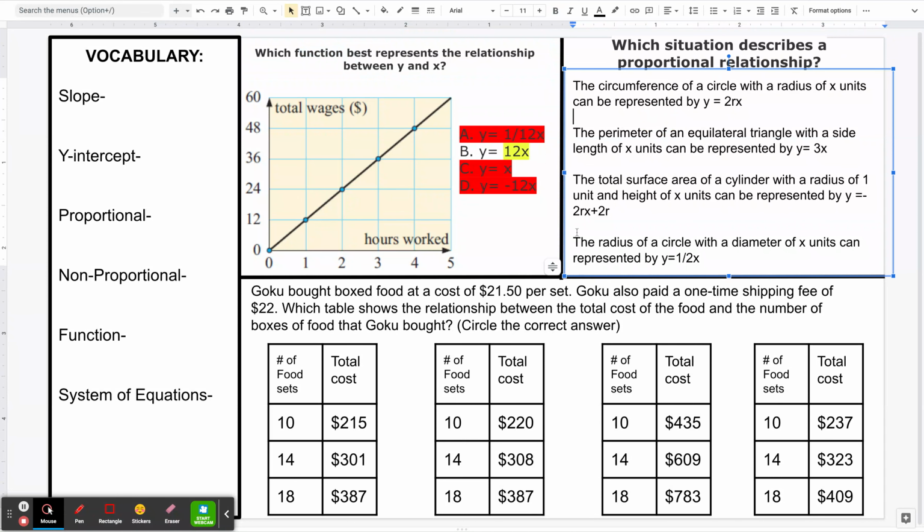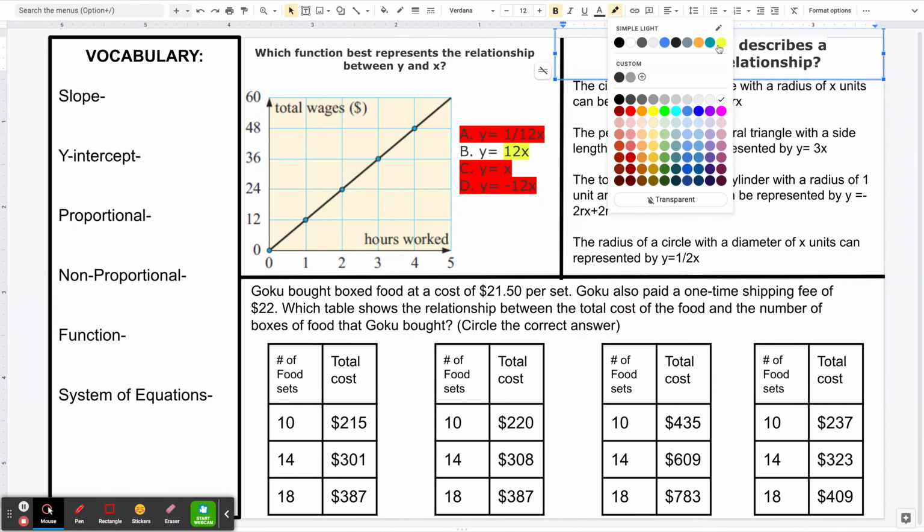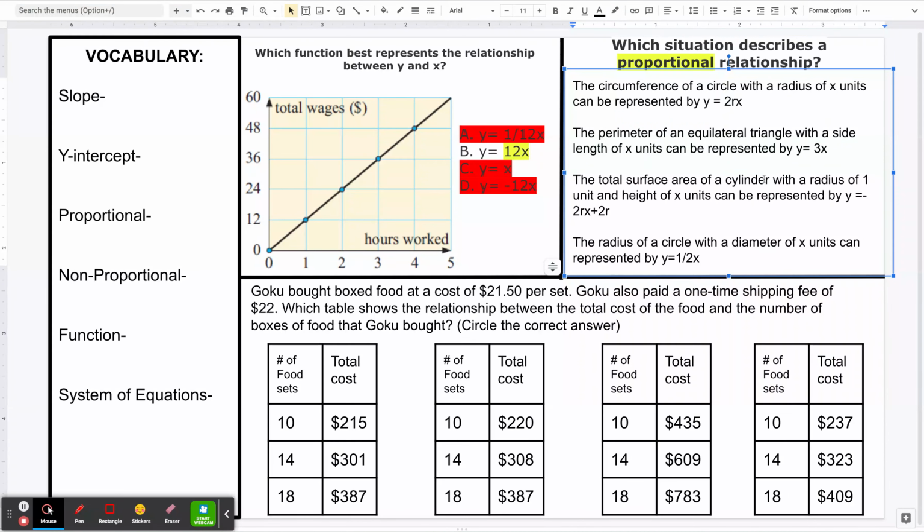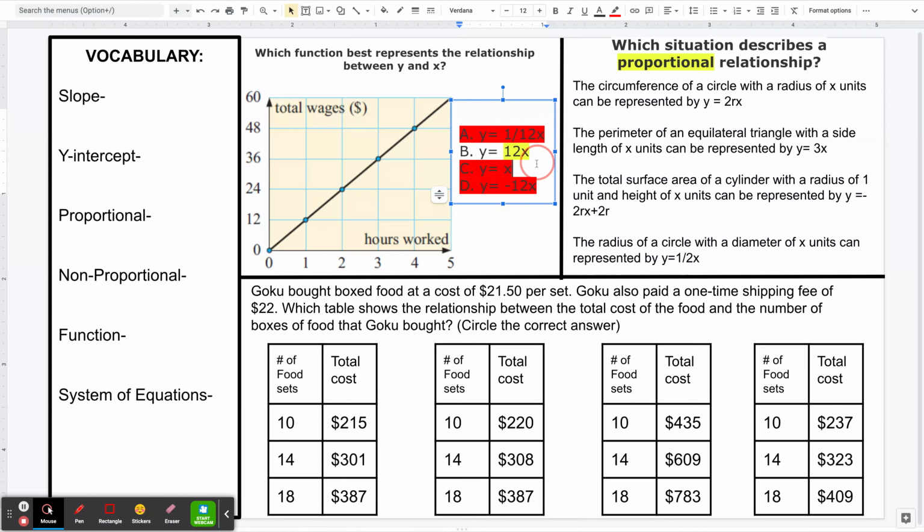Now, as a team, we're going to be talking about this problem here where it says which situation describes a proportional relationship. Once again, that word proportional, if you're watching this, please highlight it, circle it, underline it. That word means it goes through the origin. And once again, there's nothing after the x. Like looking back at number 1, there was no plus or minus at the end. Okay? There was no plus or minus at the end.